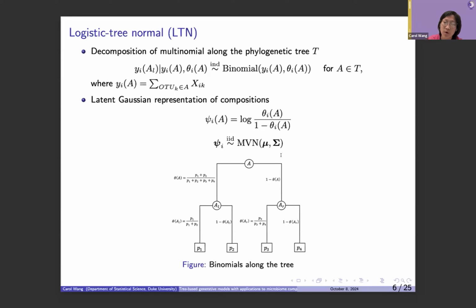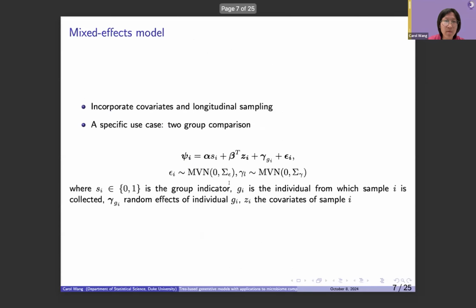So why is this useful? This allows us to first make the data less sparse by aggregating the counts along the tree. And second, with this multivariate Gaussian representation, we can actually use all of the very mature tools that have been developed for multivariate Gaussian analysis and apply them directly to this data.